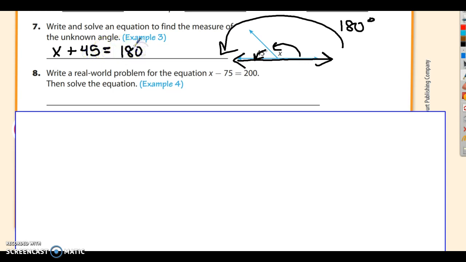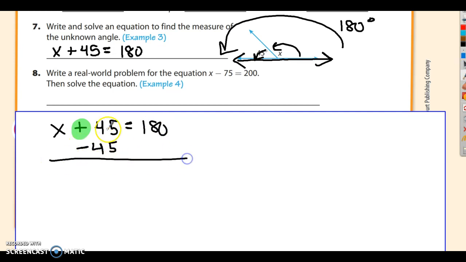And how do I solve that? I'm going to rewrite it down here. I'm going to solve that by subtracting. Since this is an addition problem, I solve by subtracting 45. 45 minus 45 cancels. All that's left on that side of the equation is x. 180 minus 45 is, need to borrow. 10 minus 5 is 5. 7 minus 4 is 3. And 1 minus nothing is 1. I think the answer is 135.